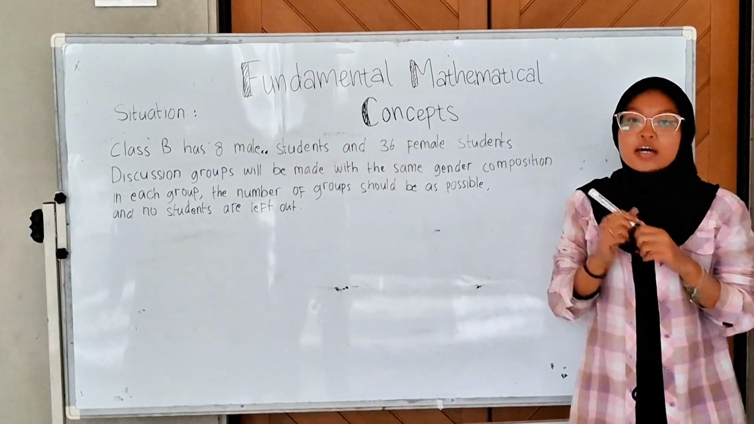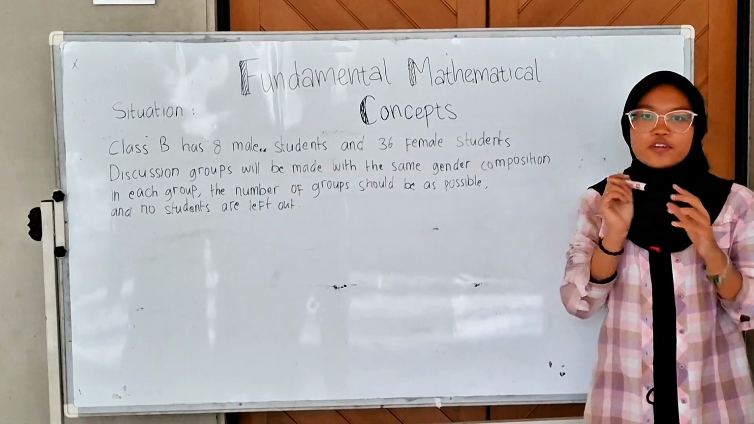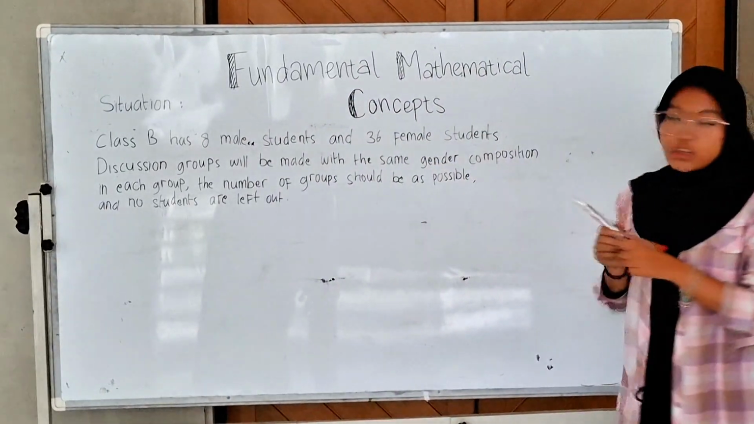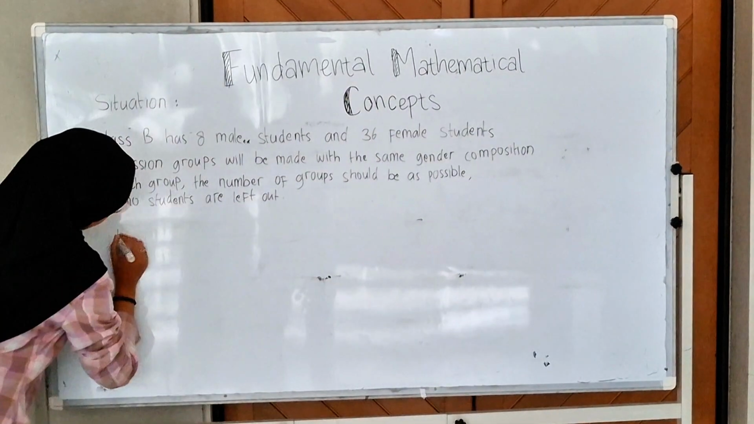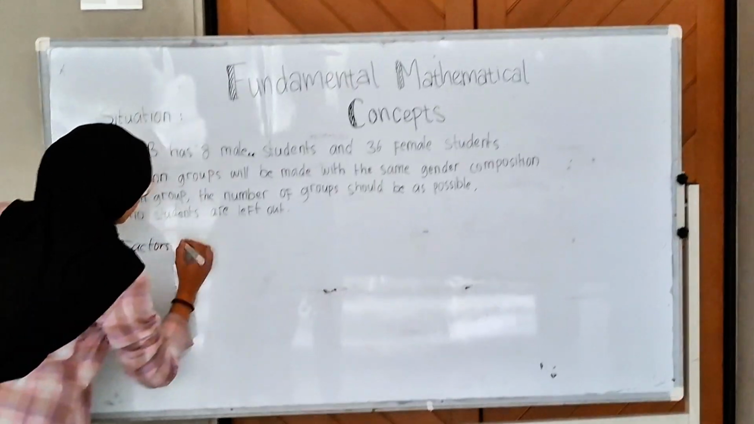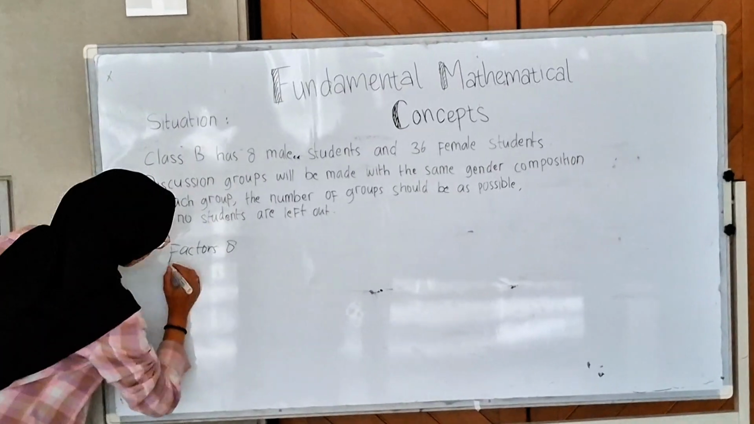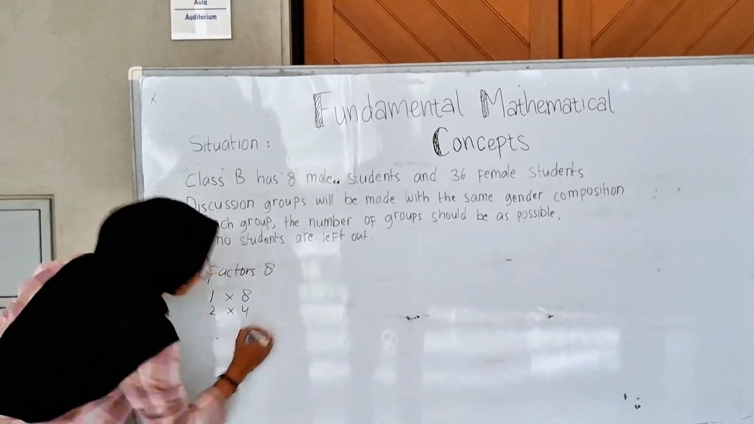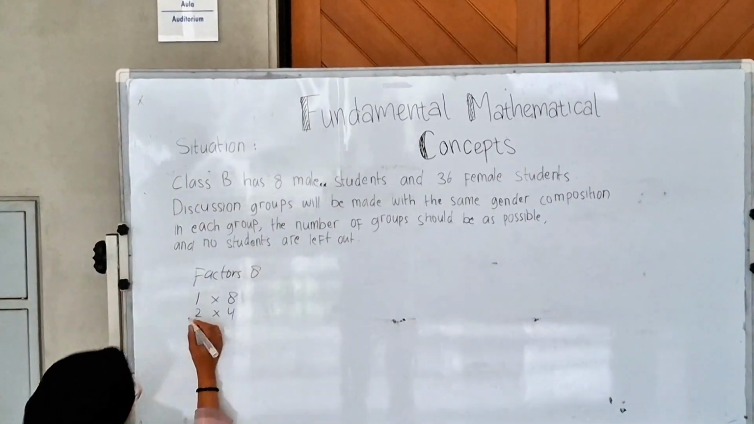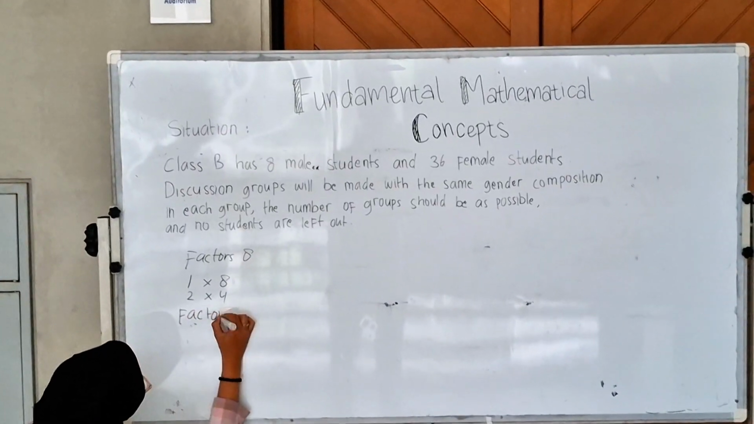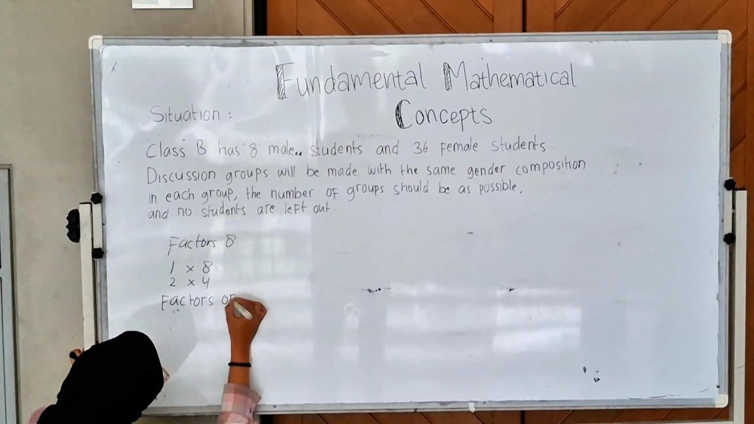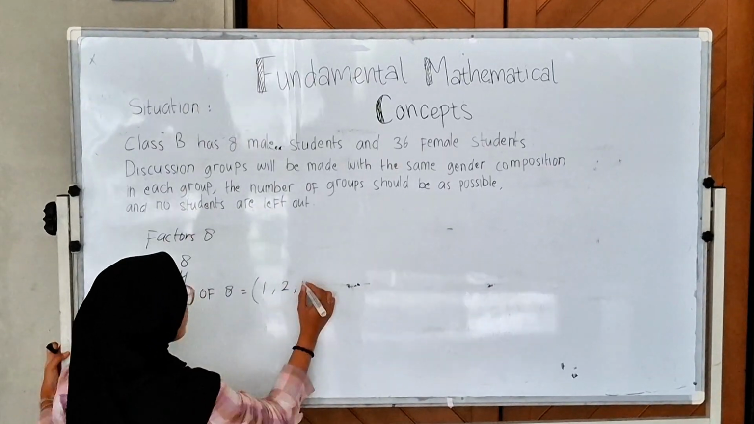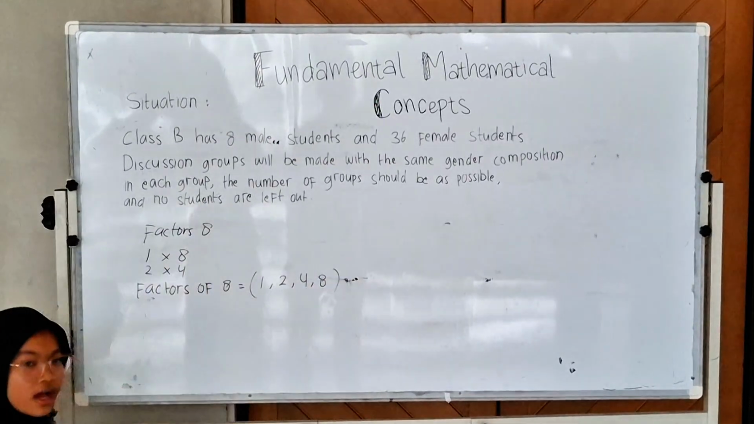For the solution, let's first write down the factors of 8 and 36. Okay, factors of 8: 1 times 8, 2 times 4. So, the factors of 8 are 1, 2, 4, and 8.